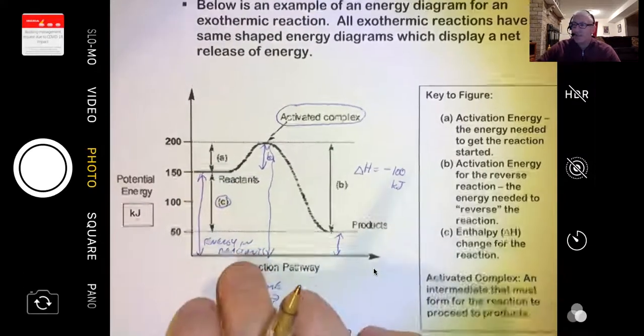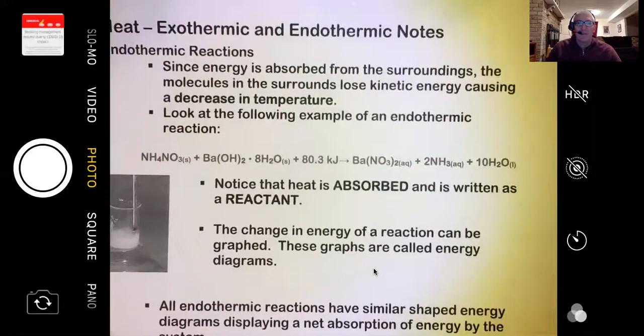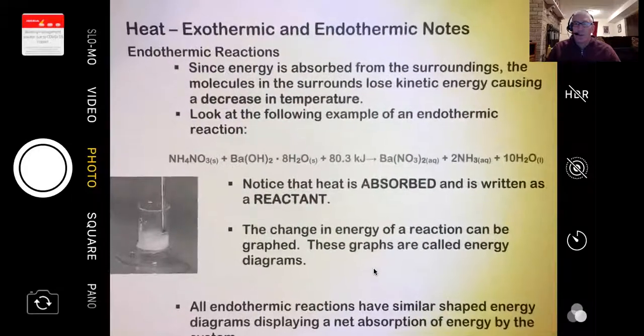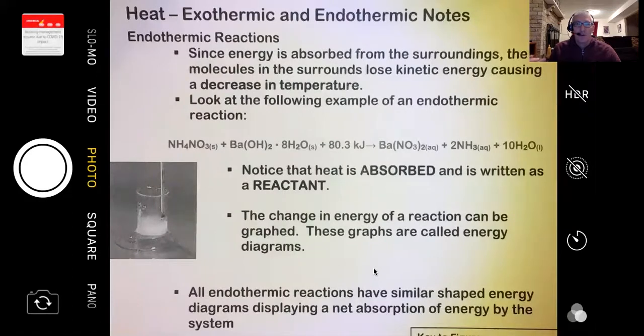That's an exothermic reaction there, guys. Now, let's switch it up, and let's turn this guy into an endothermic reaction. Now, I got my jacket on, endothermic. Endothermic absorbs energy from the surroundings, which makes the surroundings colder, right?